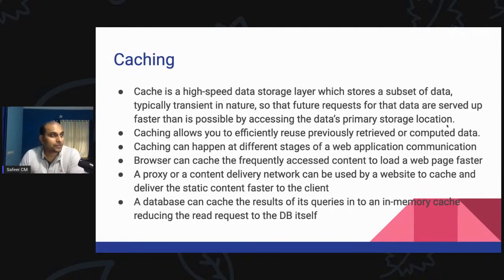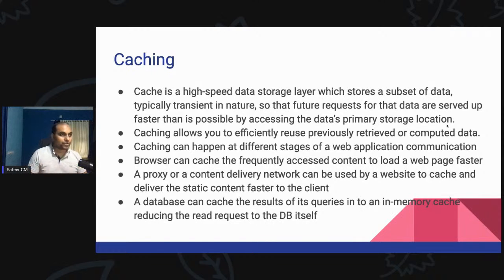Caching. You would have definitely heard about this term. A cache is a high-speed data storage layer which stores a subset of data, typically transient in nature, so that future requests for that data are served faster than is possible by accessing the data's primary storage location. That's a lot of terms, but what is it actually saying? We are dealing with data here, and there is data that is used for a particular period of time. That's why it is transient in nature. When you keep the data in a location that is faster to access than your web server or original storage, your performance overall improves. That is the intent of caching.